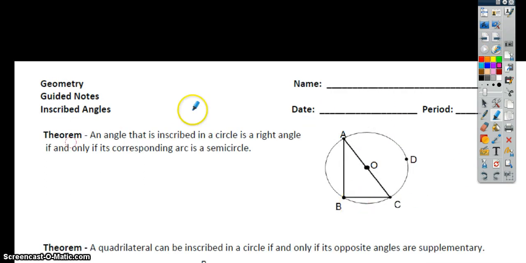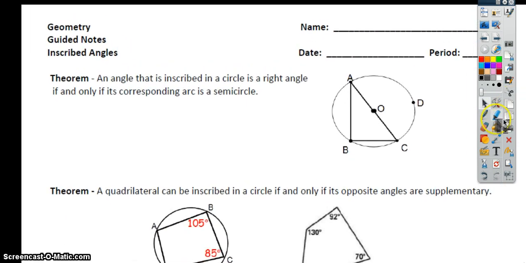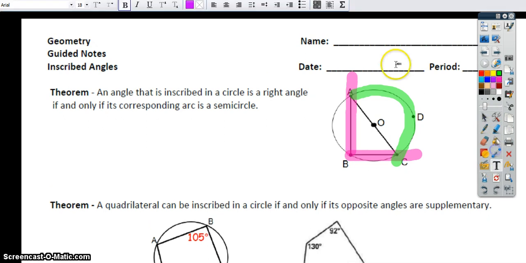Next. An angle that is inscribed in a circle is a right angle if and only if its corresponding arc is a semicircle. Okay, so basically that's saying this. If I have an inscribed angle and the intercepted arc is a semicircle, well, then it has to be a right angle, because what's half of 180? Remember, inscribed angles are always half of their intercepted arc. So if the intercepted arc is 180, then the angle is 90.